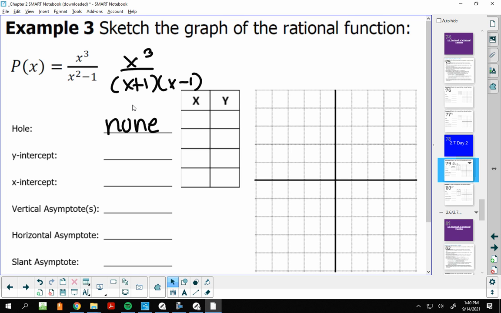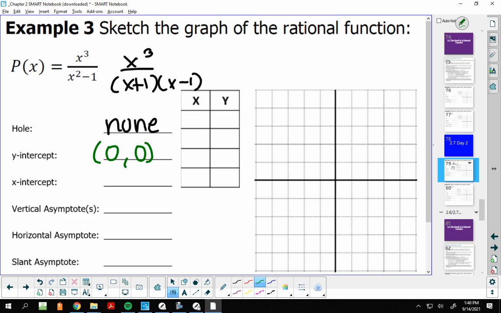Okay, so y-intercept is when the x value is 0. So let's plug in 0 for x. 0 cubed over, it doesn't even matter. 0 divided by anything is going to be 0. So when we plugged in 0 for x, we got out 0 for y.